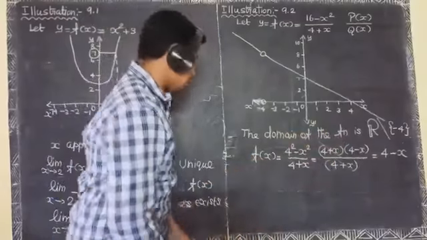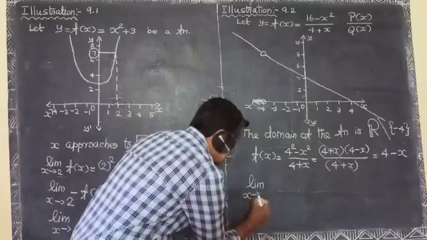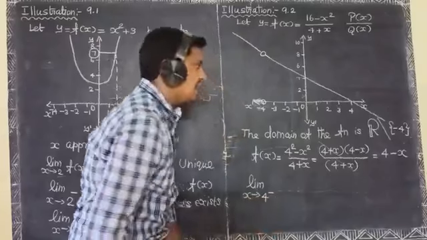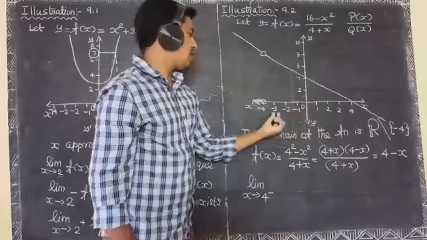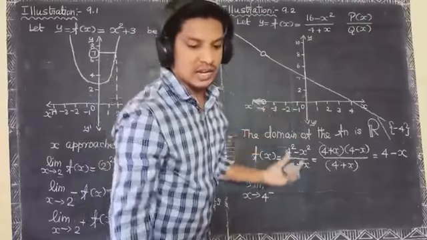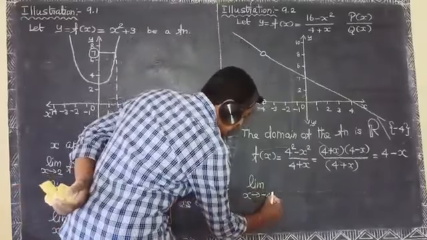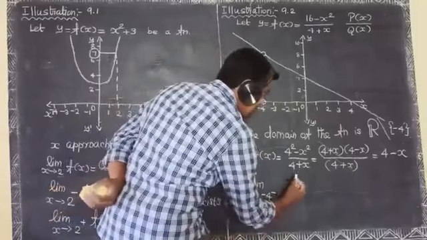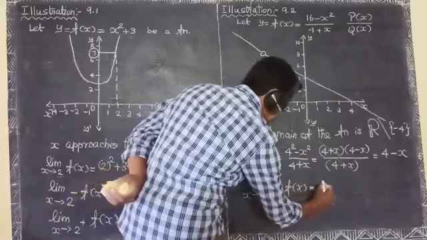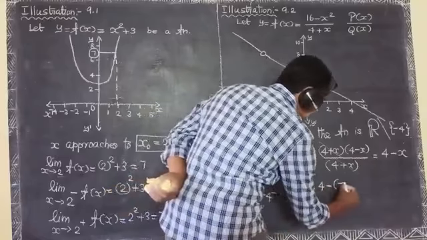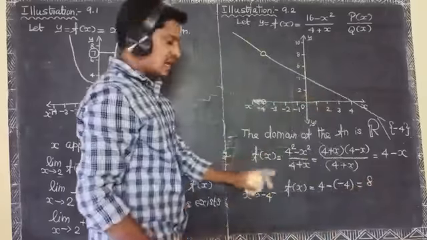Here to find the left limit, that is limit x tends to minus 4 minus, substitute in f of x which is 4 minus x. That is 4 minus of minus 4, which is 4 plus 4, that is 8.